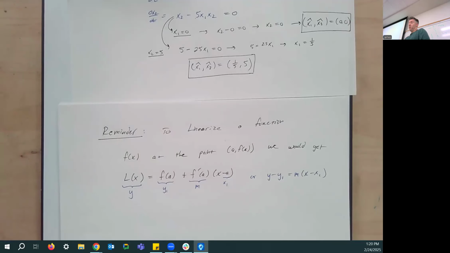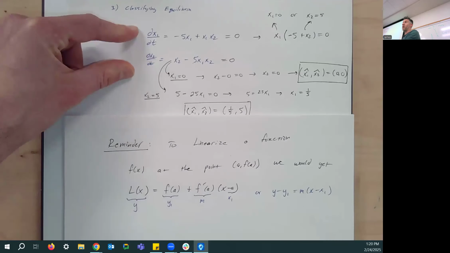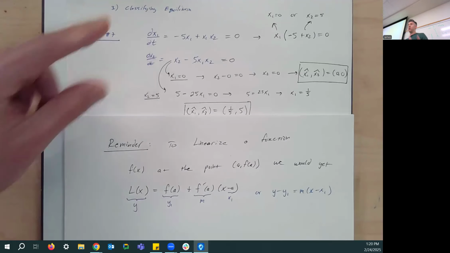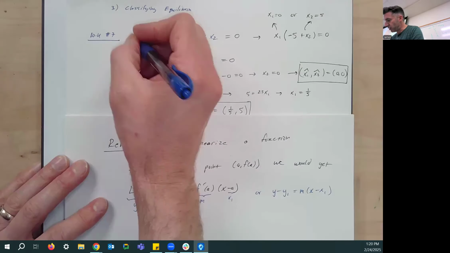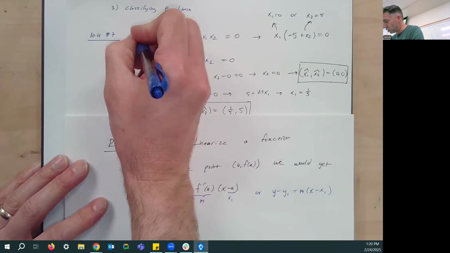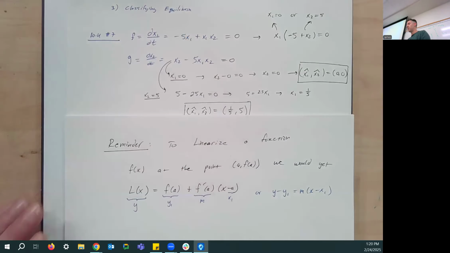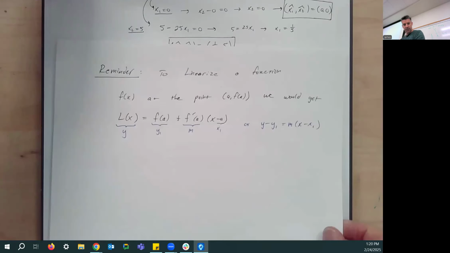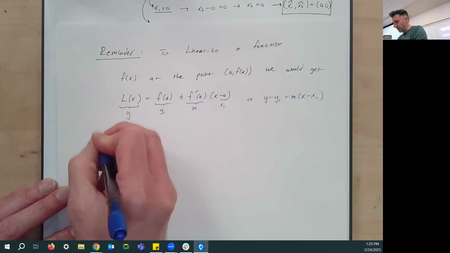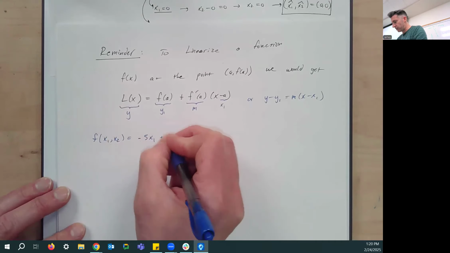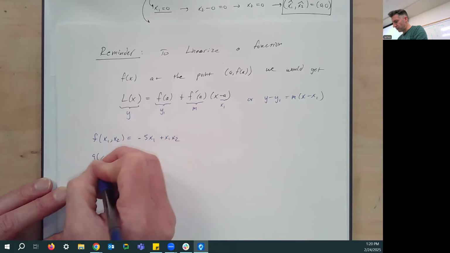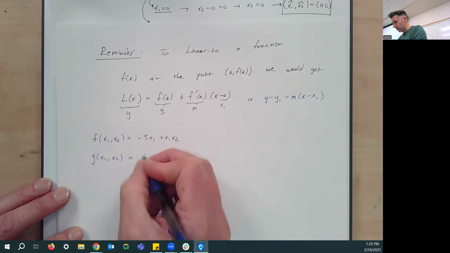The deal here is, for these 2 differential equations, we're going to linearize both of them simultaneously. Usually people call the first one f and the second one g. So back up here, I'm going to call this equation f and this equation g. I'll write it down here too. So f of x1 comma x2 is equal to negative 5x1 plus x1 x2, and g of x1 comma x2 is equal to x2 minus 5x1 x2.